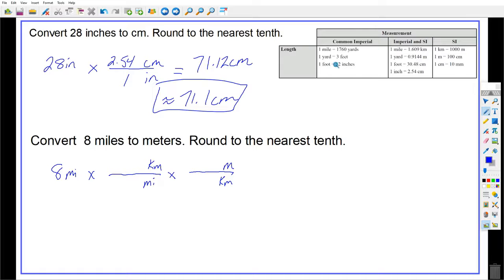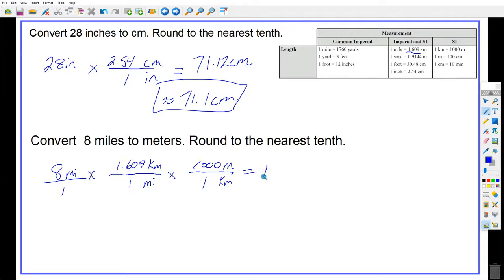Miles to kilometers. Every time I have 1 mile, I have 1.609. Some people mix up where I'm supposed to put this. Do I put this in the denominator? Well, the idea is if this is kilometers, the 1.609 goes right next to it. And then every time I have 1 kilometer, I have 1,000 meters. So this is understood to be over 1. 8 times 1.609 times 1,000. I don't have to divide by anything because these are all ones. Divided by 1 doesn't change my answer.